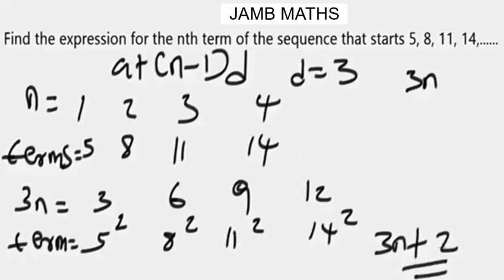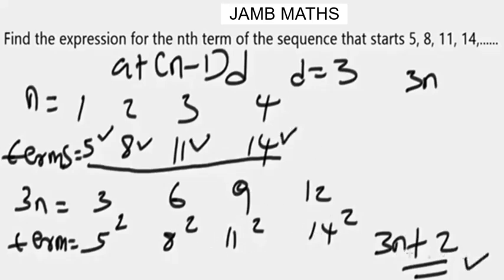Now let's check if this expression is correct. When our n is 1, let's see if we get back each of these numbers respectively. 3 times 1 is 3, plus 2 gives us 5. Correct. When n is 2, 3 times 2 is 6, 6 plus 2 gives us 8. Correct. When n is 3, 3 times 3 is 9, 9 plus 2 is 11. Correct. When n is 4, 3 times 4 is 12, 12 plus 2 is 14. So that shows that this expression is correct.